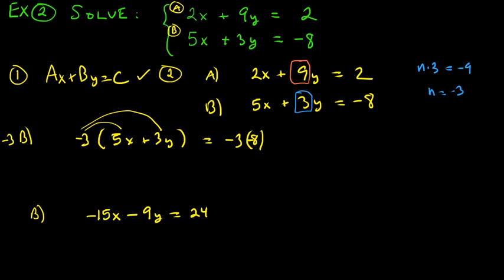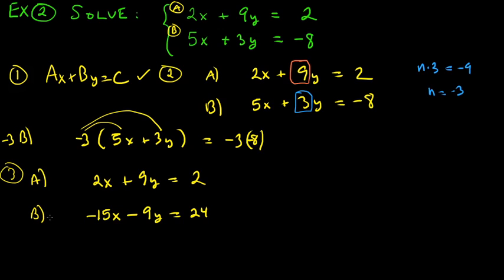Yeah, so let me do that here. Make a little extra space. So equation A was, we're going to leave that alone: 2x plus 9y is equal to 2. Okay, so on to step 3.